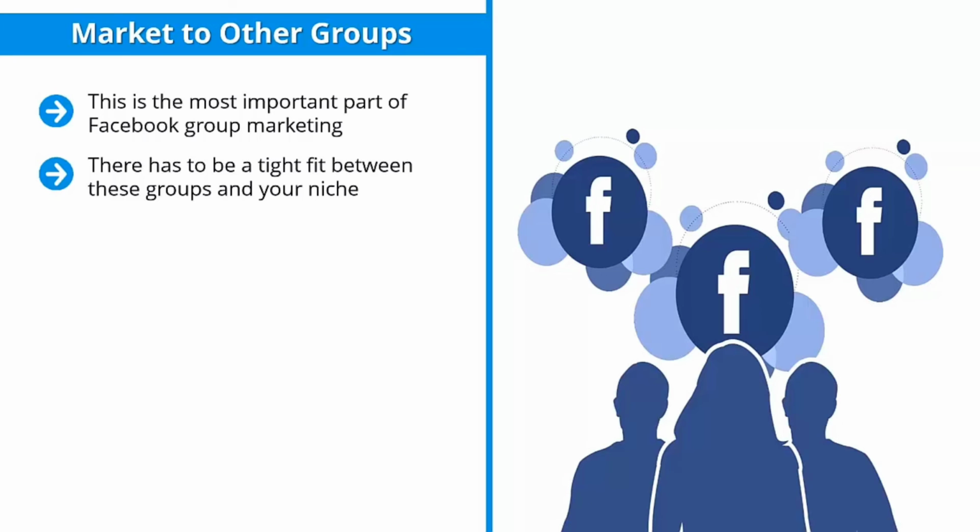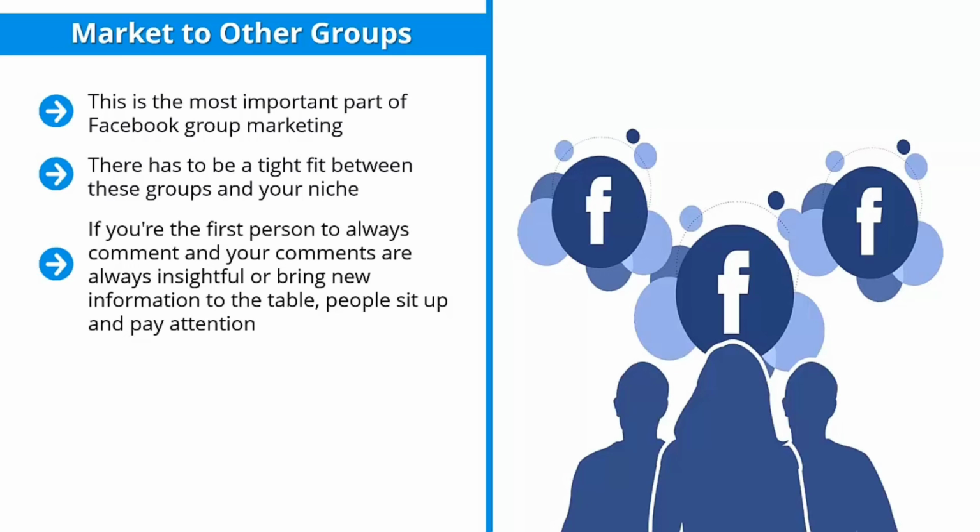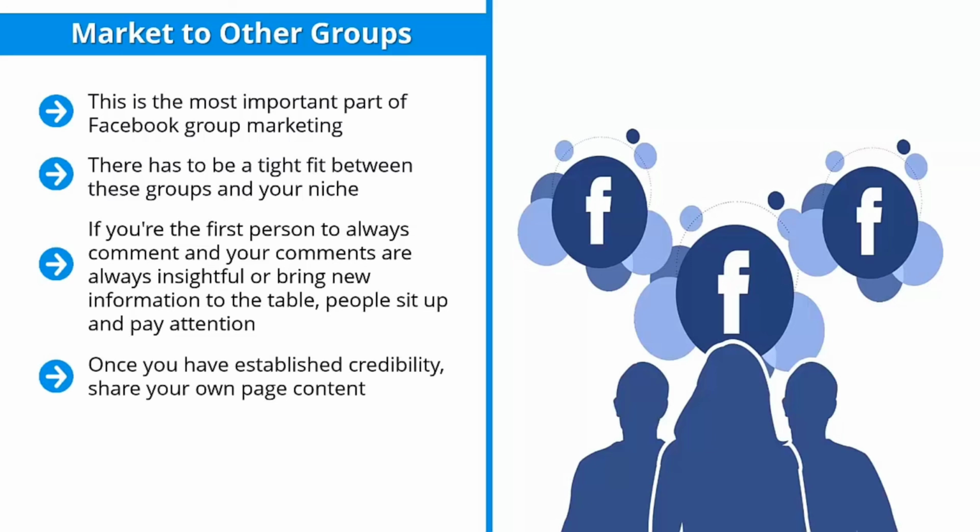It doesn't take much. If you're the first person to always comment and your comments are always insightful or bring new information to the table, people sit up and pay attention. People can see that you are an asset to the community, and they are more likely to give you the benefit of the doubt when you share content that obviously comes from your page. Once you have established credibility, share your own page content. As I've mentioned above, these posts not only have content and your brand, but also a like button. This is a great way of getting page fans.